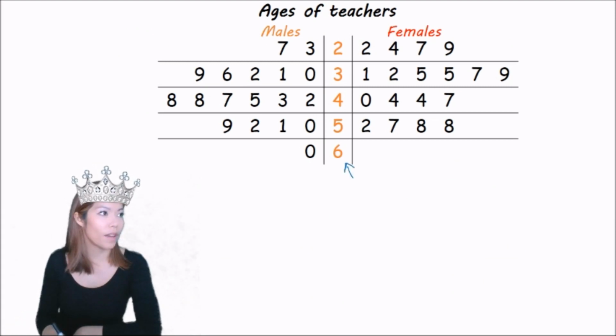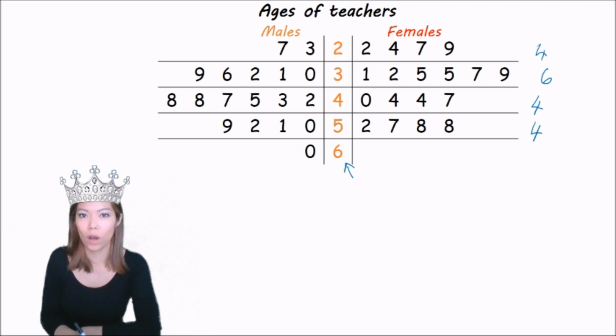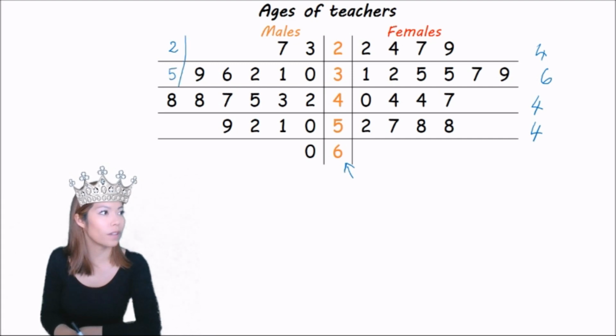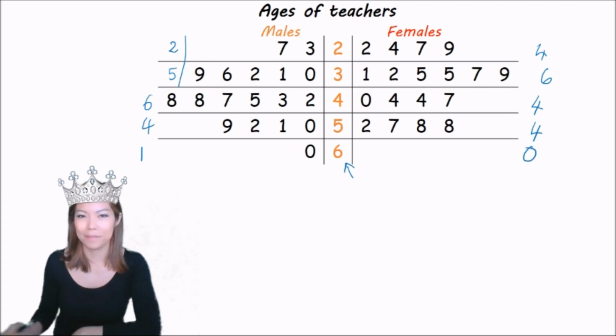So here we have 6 values, so we're going to expect 6 points for the horizontal axis. So we have 4, 6, 4, 4. Those are going to be how tall our bar charts are. And here is the frequency for the males. 2, 5, what else do we have here? 6, 4, and 1. 60 is a value. Oh, and 0 on this side.